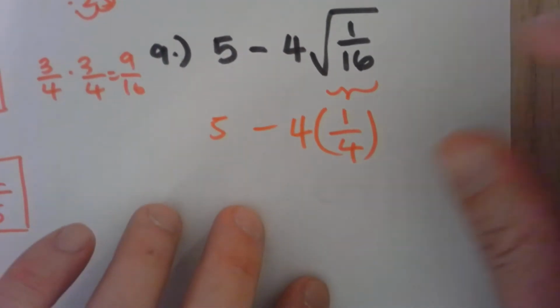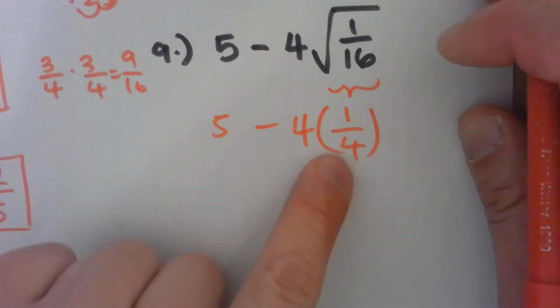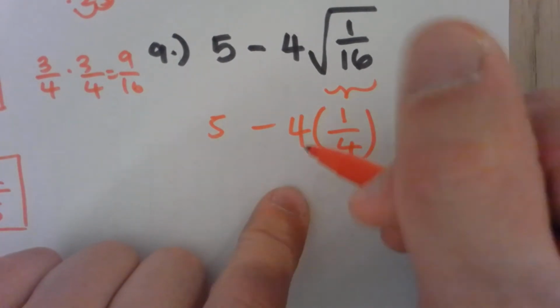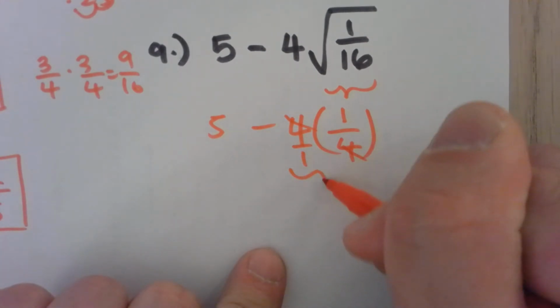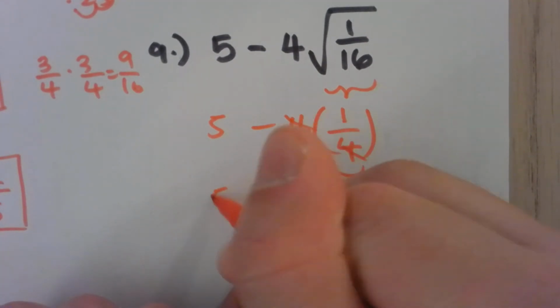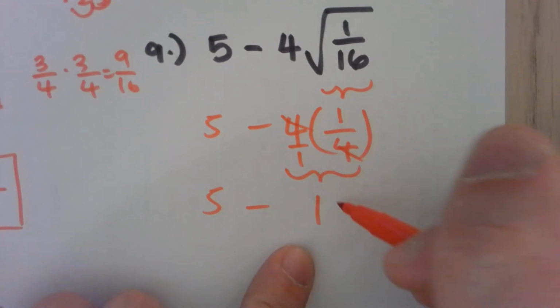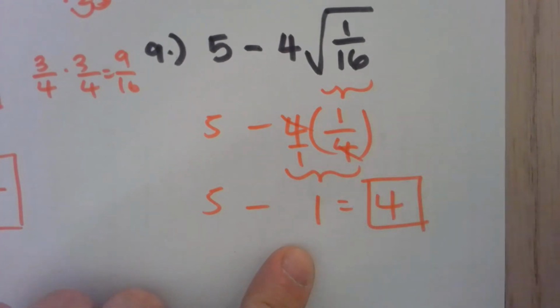Okay, do a step by step. Do we subtract first or do we multiply? Yeah, we want to multiply. So 4 times 1/4 is going to give us 1. Over here, this is going to be 5 minus 1, and that's going to give you 4. That is your final answer.